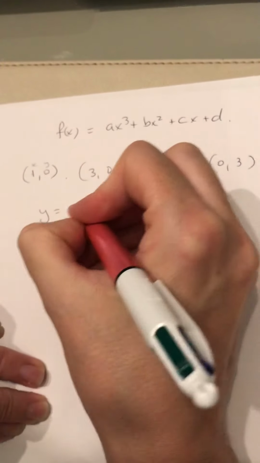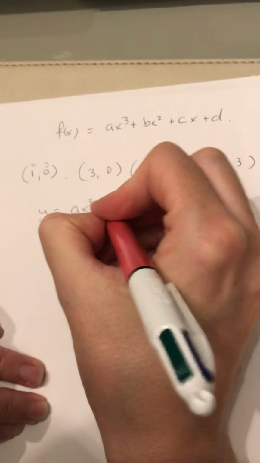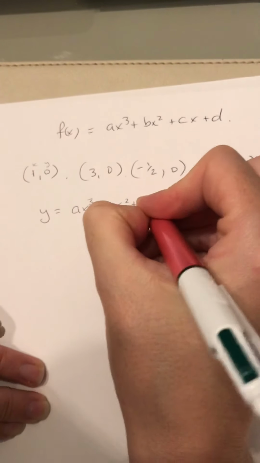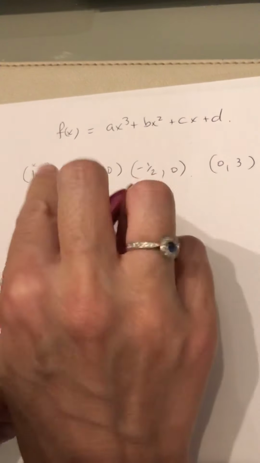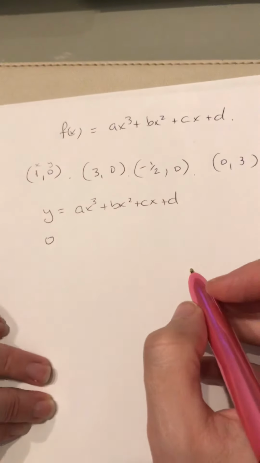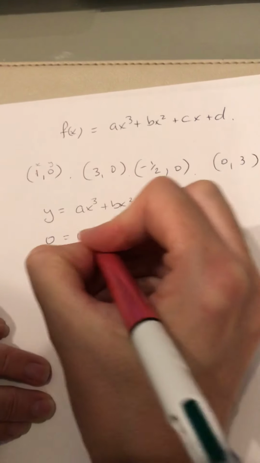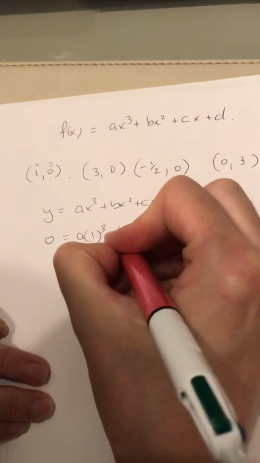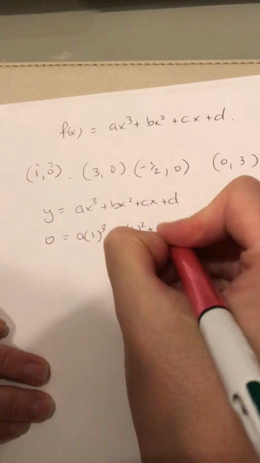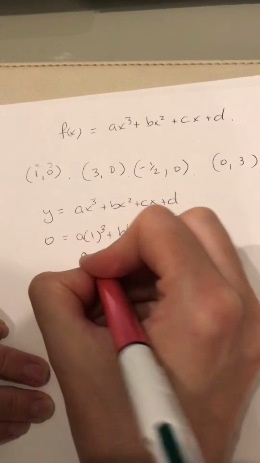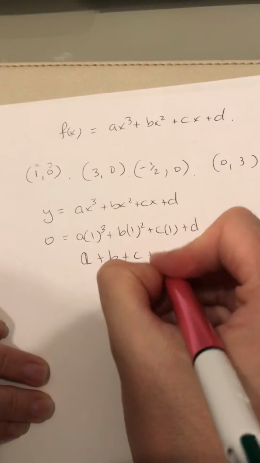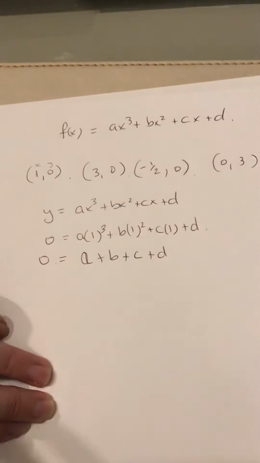So I have y is equal to ax cubed plus bx squared plus cx plus d. Obviously you can start in any order you want. I'm just starting over here. So we have y is 0, and we have a times x cubed plus b times x squared plus c times x plus d, and we end up with a plus b plus c plus d equals 0.